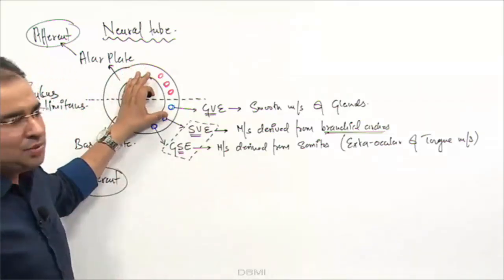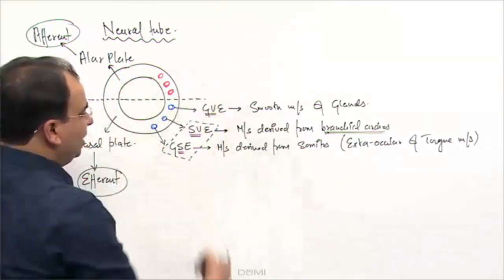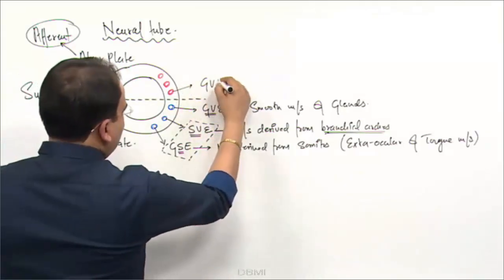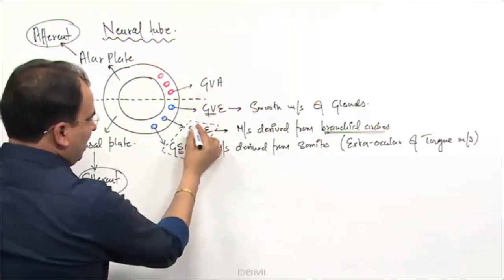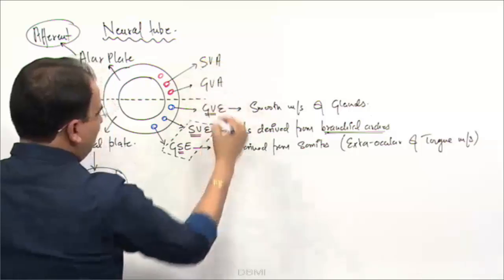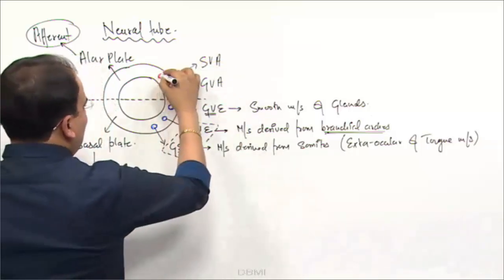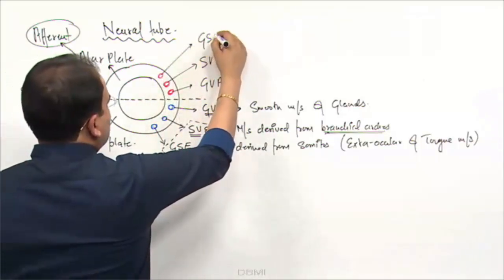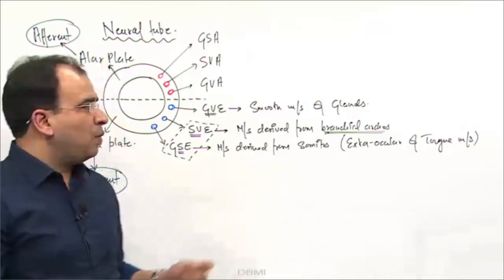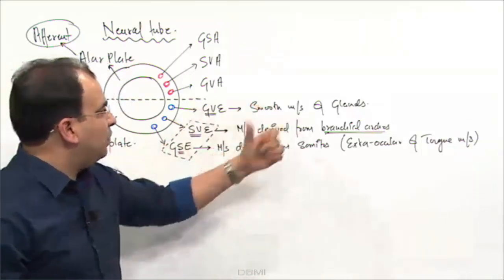Coming to the afferent columns here, now we have the corresponding afferent columns. If this is GVE here, this will be GVA, general visceral afferent. We have SVE here, this is SVA, special visceral afferent, and for GSE we have GSA, general somatic afferent. Once again, let's take them one by one, let's understand them, and then we'll write what will come under them.